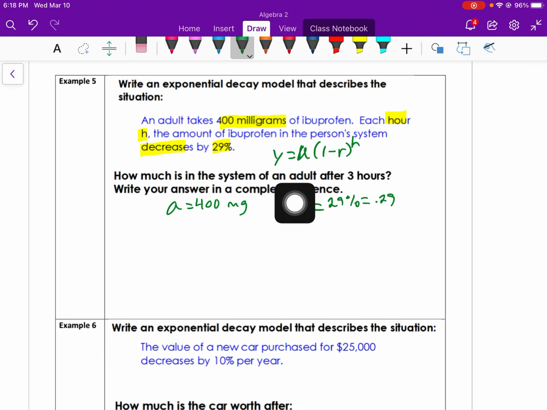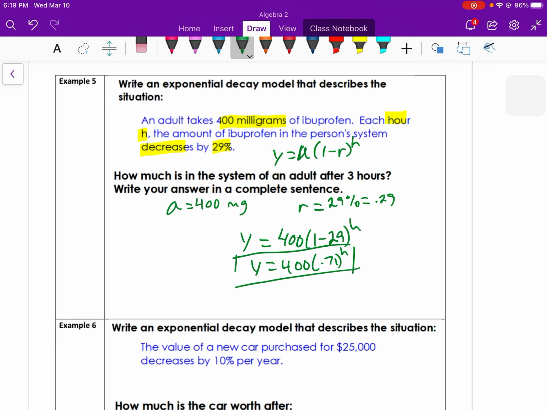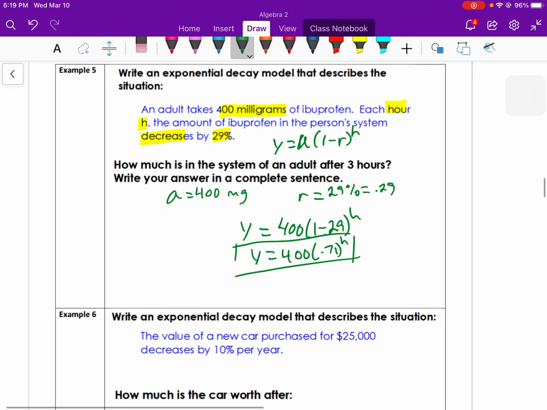And then how much is in the system of an adult after 3 hours? That would be our time frame each hour. But first we're going to write an exponential decay model. So y equals, A was 400 milligrams times 1 minus 0.29 to the h power. And then by combining like terms, we get 0.71 to the h power. This is our exponential decay model.